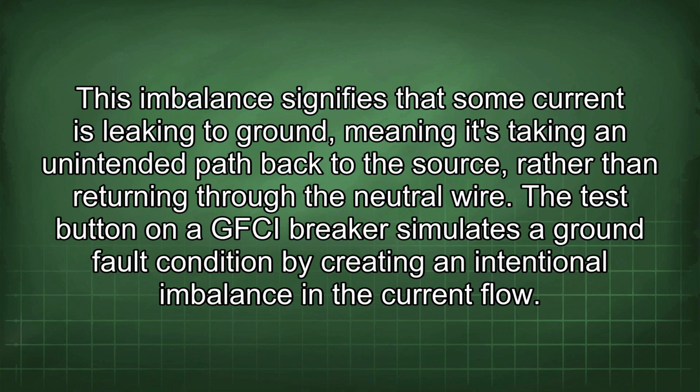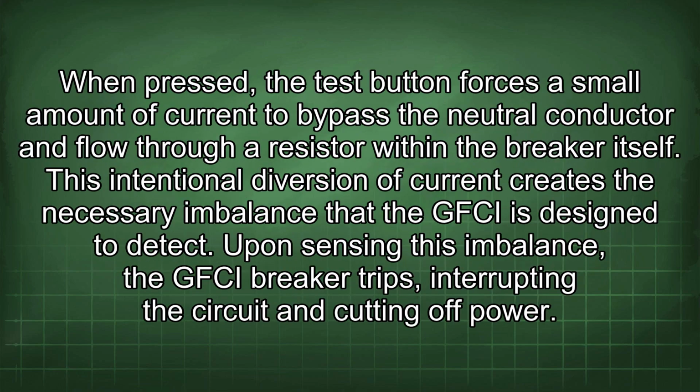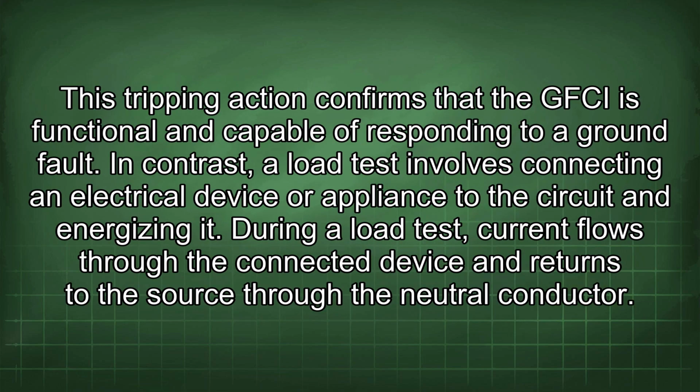The test button on a GFCI breaker simulates a ground fault condition by creating an intentional imbalance in the current flow. When pressed, the test button forces a small amount of current to bypass the neutral conductor and flow through a resistor within the breaker itself. This intentional diversion of current creates the necessary imbalance that the GFCI is designed to detect. Upon sensing this imbalance, the GFCI breaker trips, interrupting the circuit and cutting off power. This trip in action confirms that the GFCI is functional and capable of responding to a ground fault.